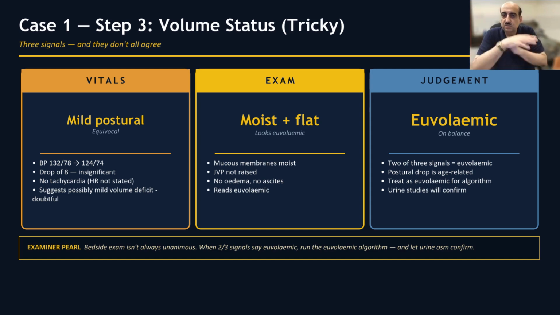Clinical examination. So vitals done, now examination should give you further diagnostic clues. The patient looks euvolemic because mucous membranes are moist, JVP is not raised, no edema, no ascites, and this now reads euvolemic. The judgment overall should be euvolemia in this situation because most of the signals suggest euvolemia rather than hypovolemia. Mild postural drop of 8 could be age-related autonomic dysfunction, not very uncommon at all, and treat as euvolemia. So now the key diagnostic parameters will come from the urinary studies, which is our step number 4.